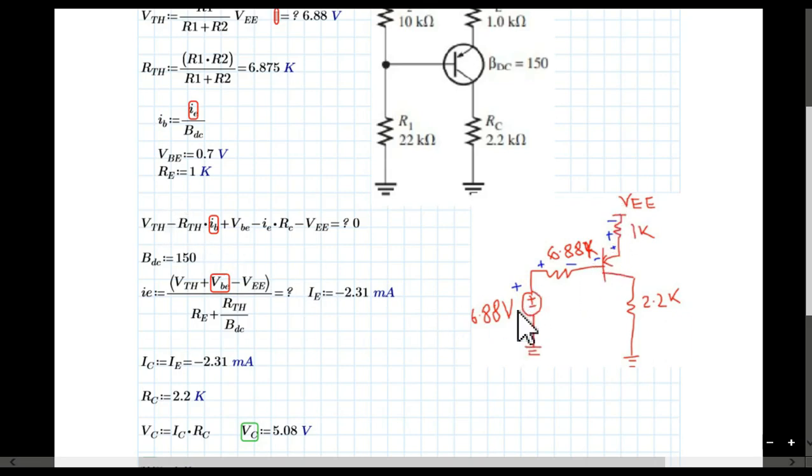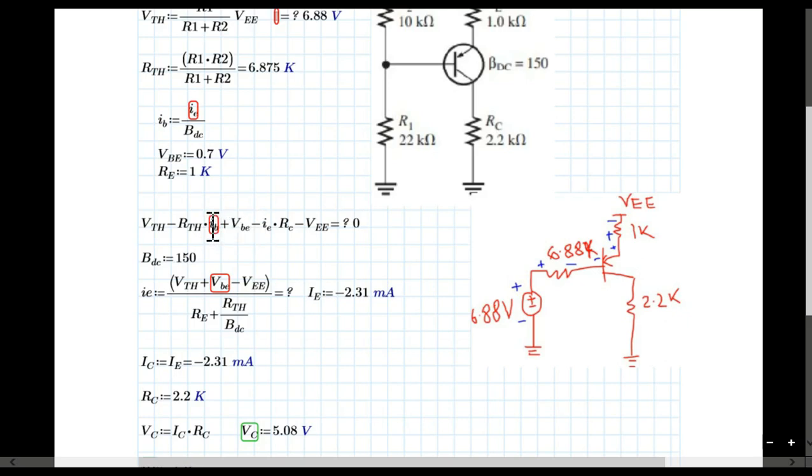How will you apply it? VTH, you see here plus and minus, VTH minus RTH into IB, and the RTH value is 6.88K, into IB. Then again plus VBE, the voltage drop across base to emitter. Then IE into RE, this is the RE 1K, IE into RE minus VEE. If you solve this equals to 0, IB is unknown and IE is unknown, so you want to solve it for IE.